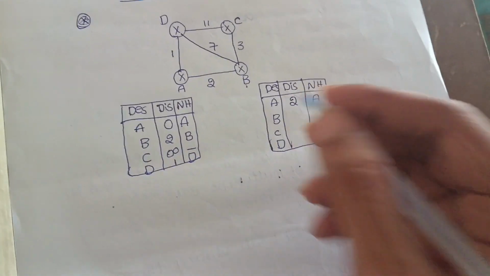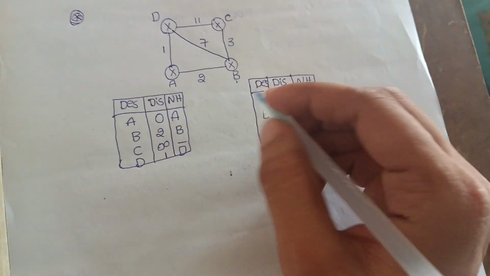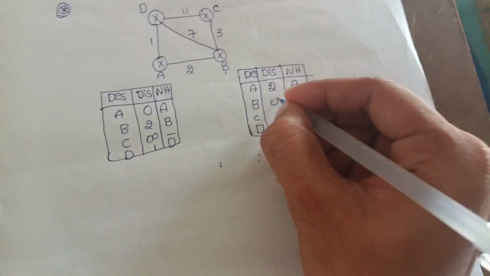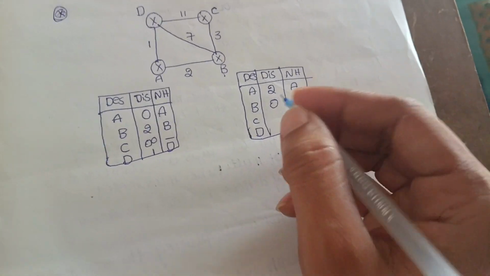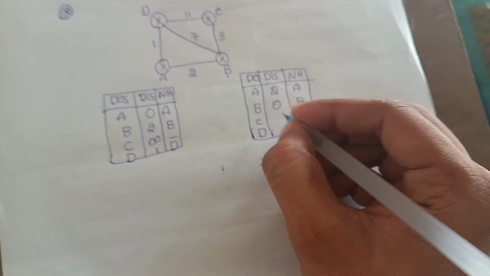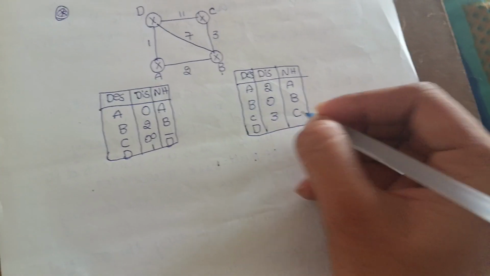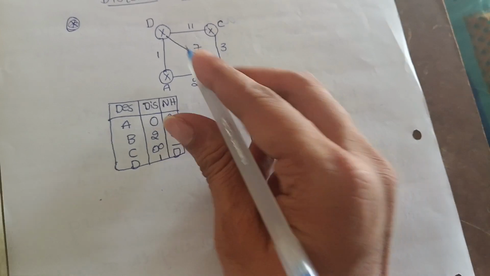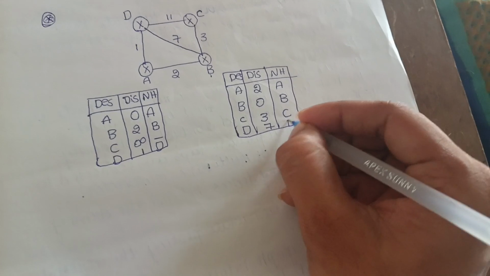B to B, self distance is always 0. Next hop is B only. From B to C, distance is 3. Next hop is C. From B to D there is a direct map, distance is 7, and next hop is D.